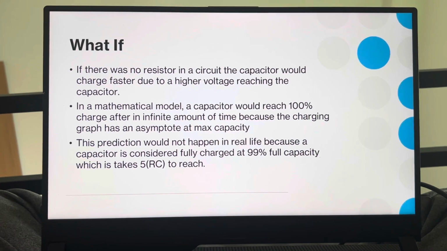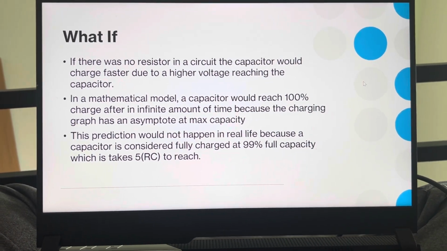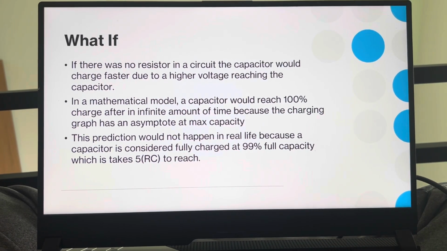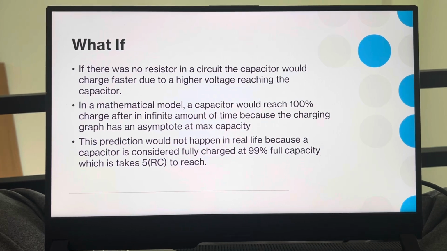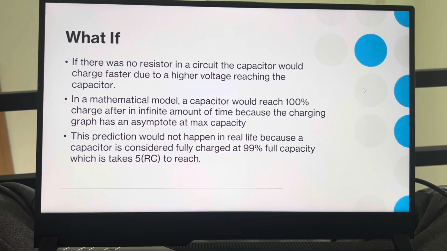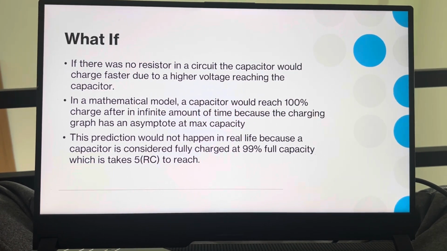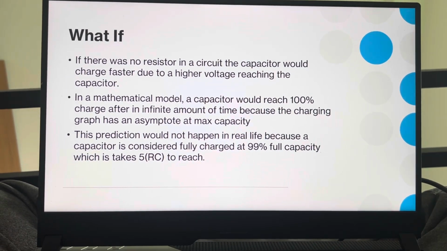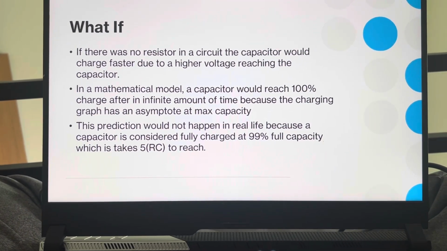how fast the capacitor would charge if there were no resistors in the circuit, and a higher voltage would result in a higher rate of charging. However, in a mathematical model, reaching 100% capacity for a capacitor is impossible, as the graph is asymptotic and it will never fully reach 100%.